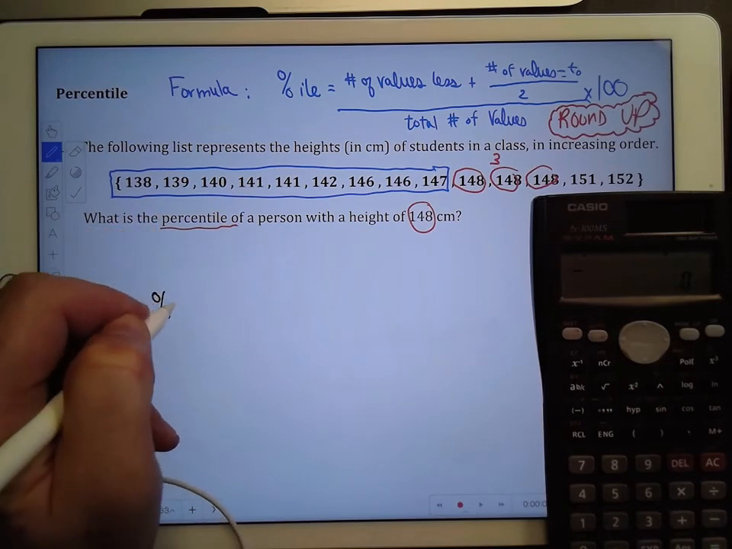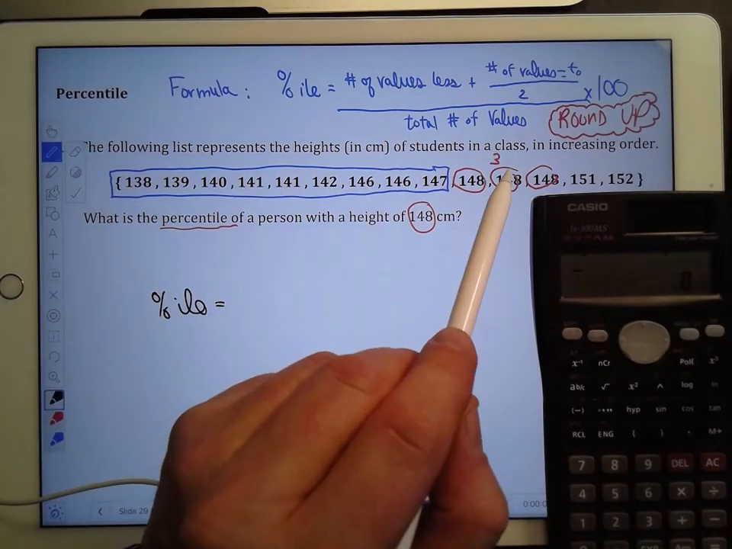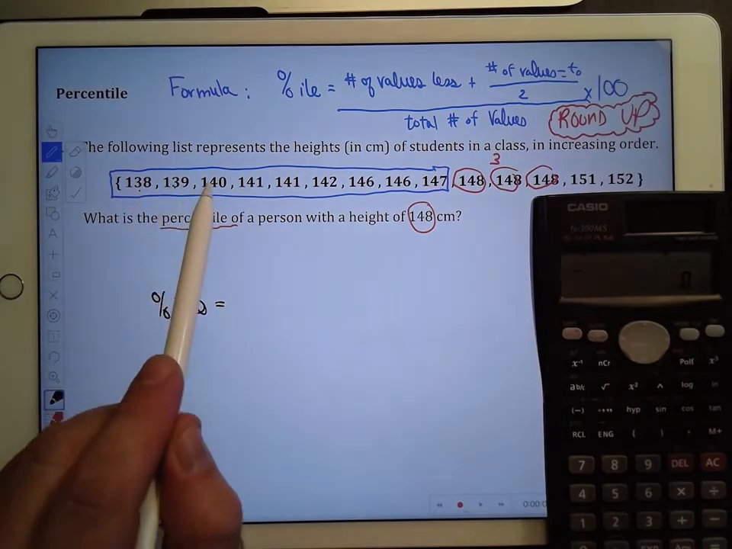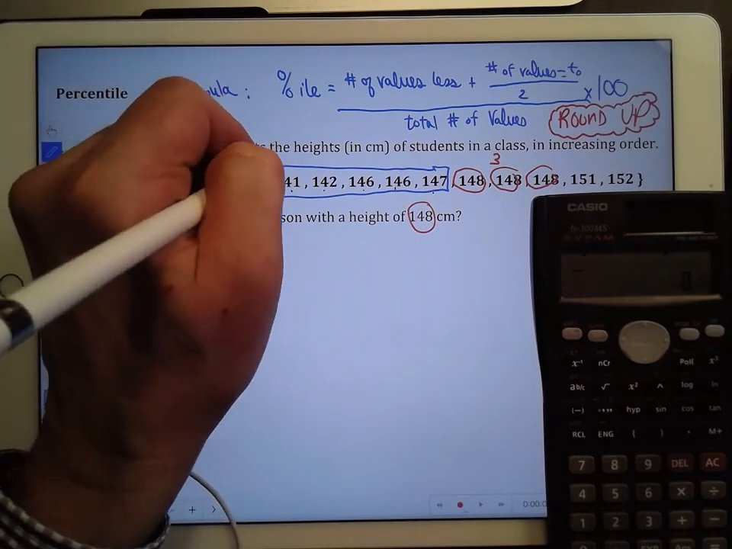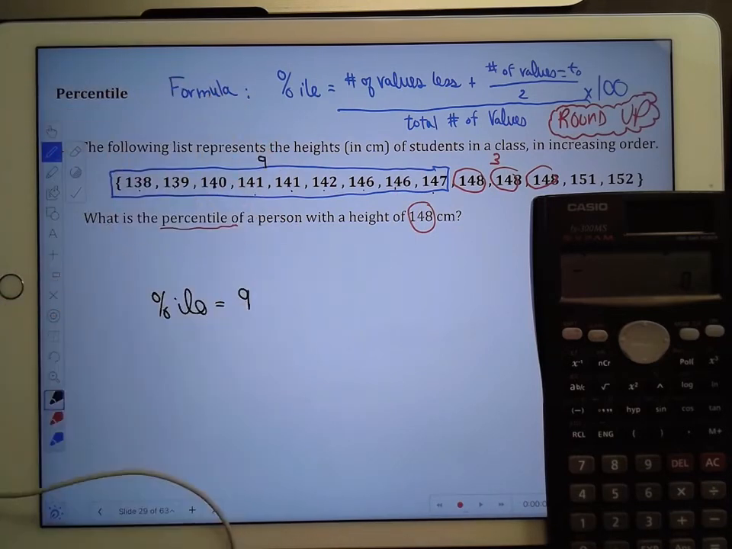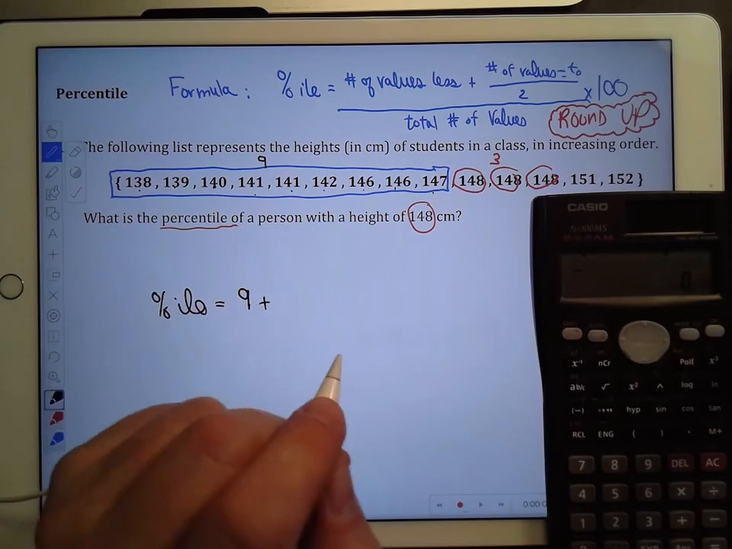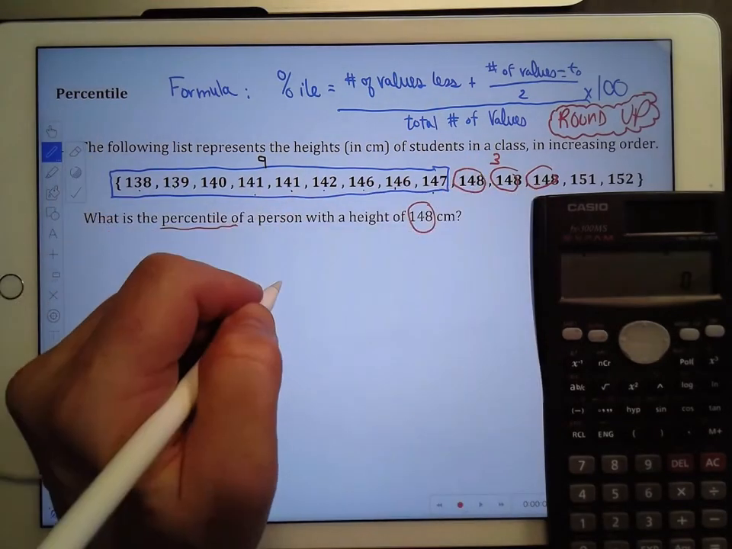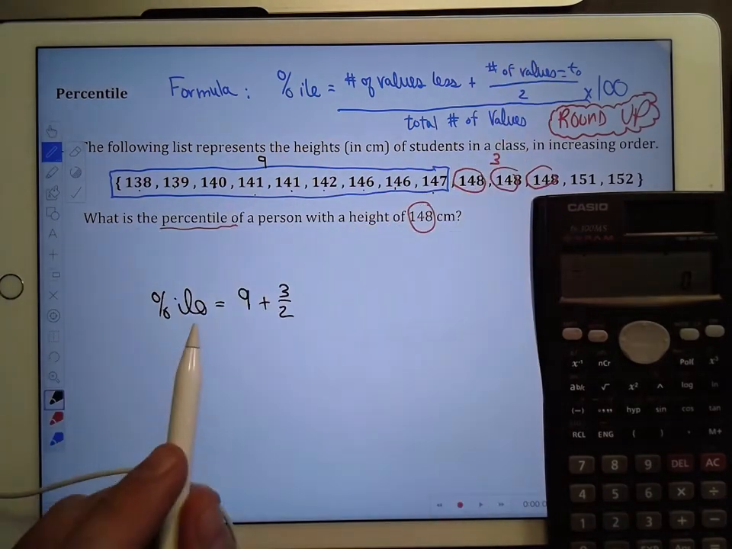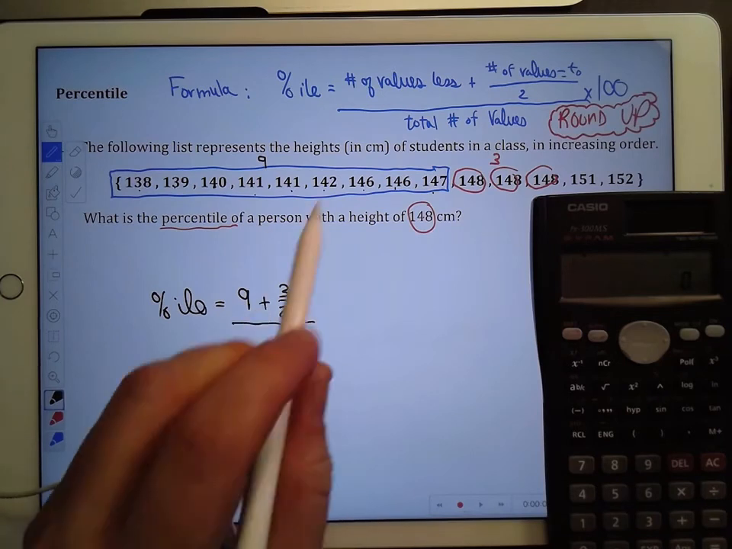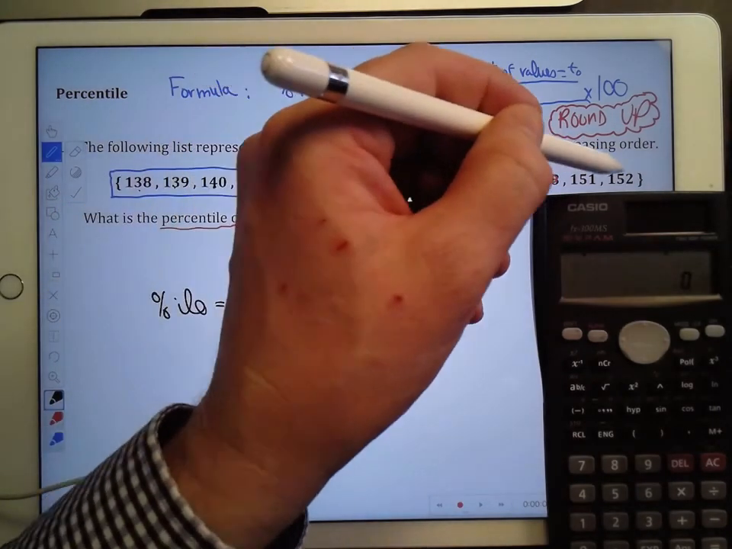So percentile will be equal to, the number of values less than the 148, we'll count them off right here. 1, 2, 3, 4, 5, 6, 7, 8, 9. There are 9 values there, so we'll start off the formula with a 9. The number of values less is 9. Plus, there are 3 148s that we're being asked about, so that's 3 divided by 2, which is right up here in the formula. And we're going to take that whole thing and divide it by the total number of values. So I know I have 9 here, I have 3 more here for 12, plus these 2 for 14.